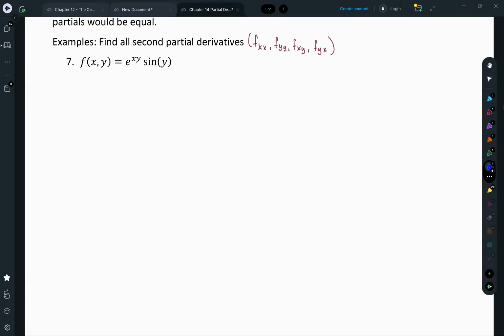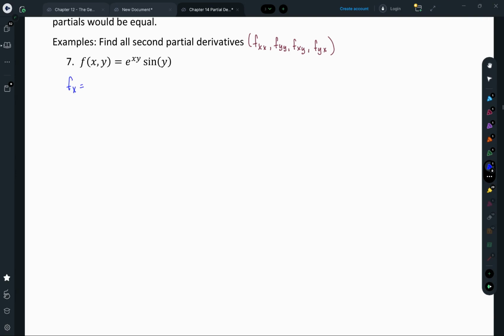So we've got to find all second partials in this problem. That means we need f sub xx, f sub yy, f sub xy, and f sub yx. I'm going to start with my first partials. We need to find f sub x first.